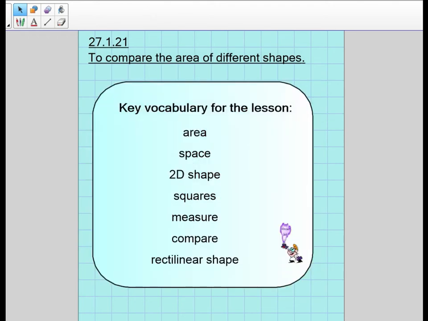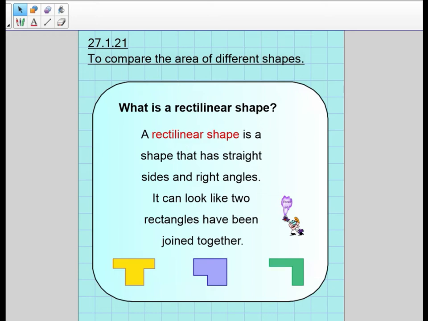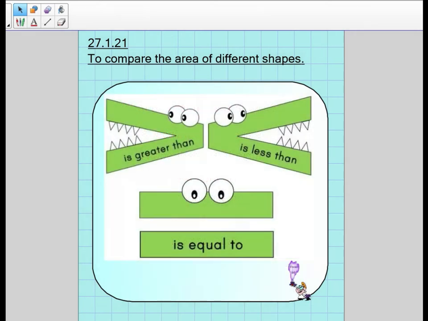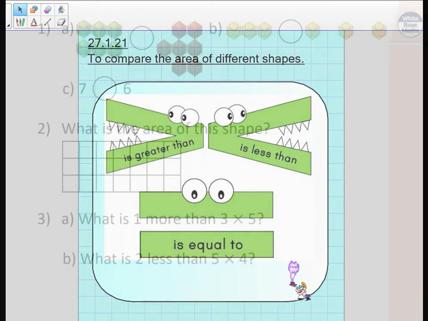The key vocabulary for the lesson: area, space, 2D shape, squares, measure, compare, and rectilinear shape. Let's recap what a rectilinear shape is. A rectilinear shape is a shape that has straight sides and right angles. It can look like two rectangles have been joined together. You can see there's 3 on the bottom there. We're also going to be using these symbols today: is greater than, is less than, is equal to, so that we can compare the areas of the different shapes.